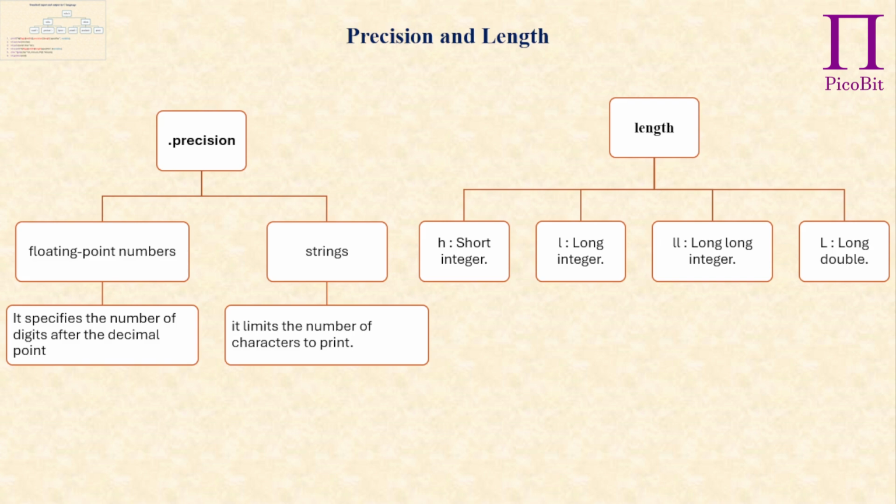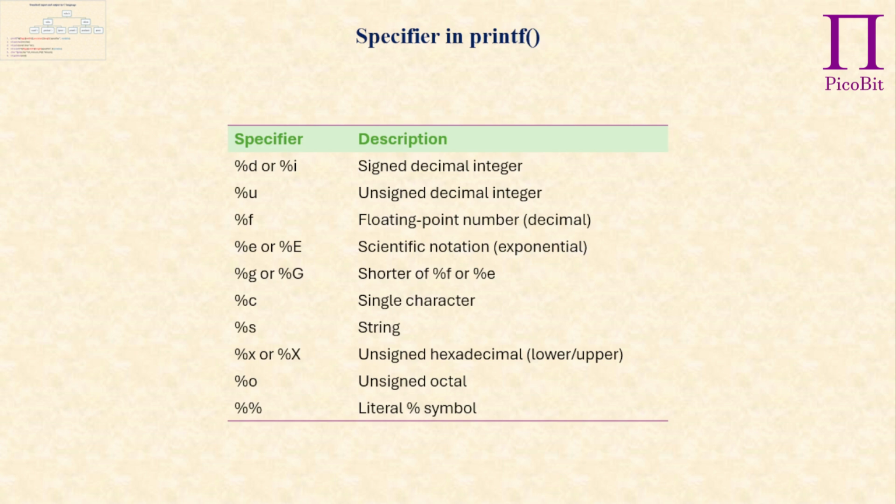A specifier is mandatory, defines the type of data to be printed, including: D or I, signed decimal integer; U, unsigned decimal integer; F, floating point number; E, scientific notation; G, shorter of F or E; C, single character; S, string; X, unsigned hexadecimal, lowercase or uppercase; O, unsigned octal; and percent, print a literal percent.